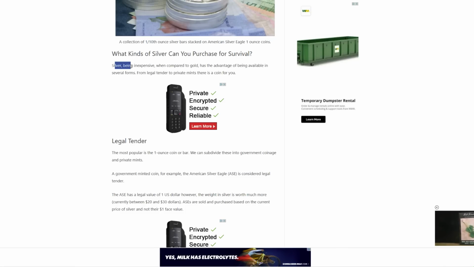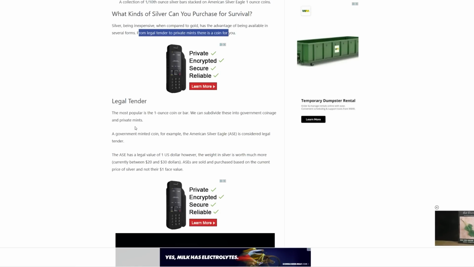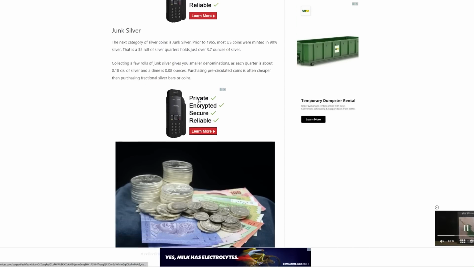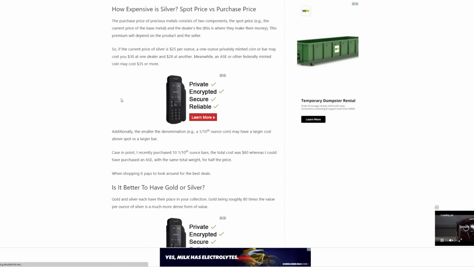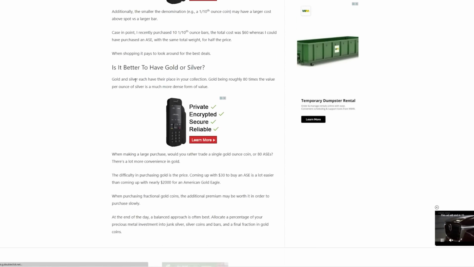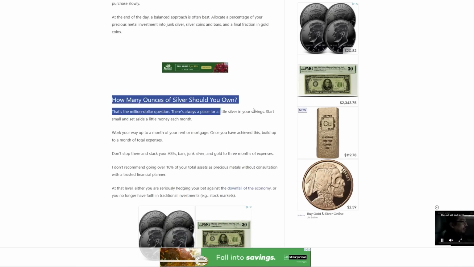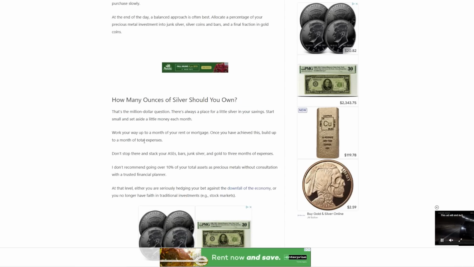Silver, being inexpensive when compared to gold, has the advantage of being available in several forms. From legal tender to private mints, there's a coin for you. I'm not gonna go over legal tender and private mints. Most of you guys know what that is, and if you don't, check out some other videos, or Google bullion versus numismatics. I'm sure some of my videos will be up on the first page of YouTube if you did that anyways.